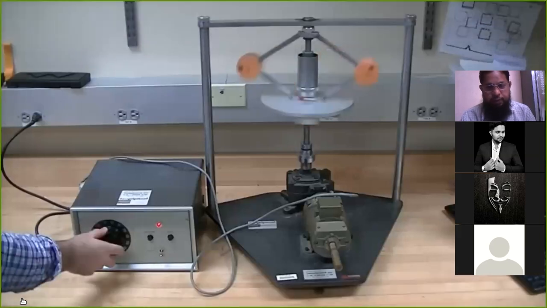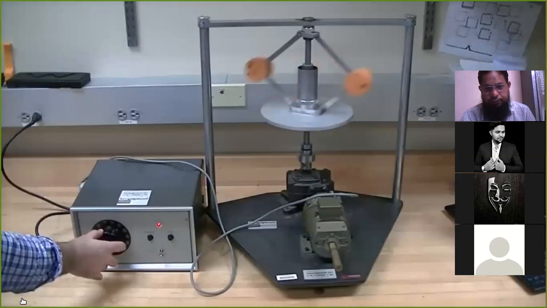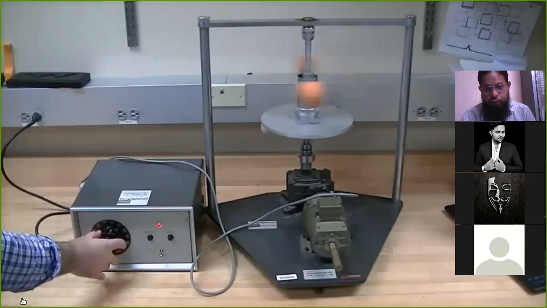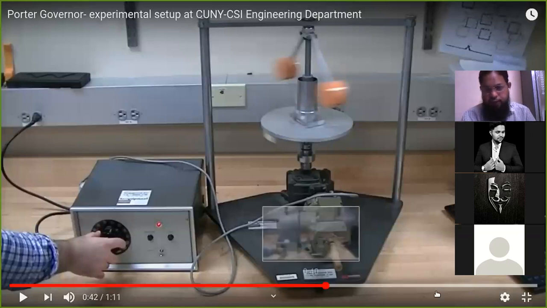Okay. Now, what is the sleeve lift? Sleeve lift is nothing but this vertical distance followed by the sleeve with variation of the speed. You see, as the speed is varied, the sleeve is moving. So the vertical distance traveled by the sleeve due to speed change is nothing but sleeve lift. So these are the terminology that we need to know.